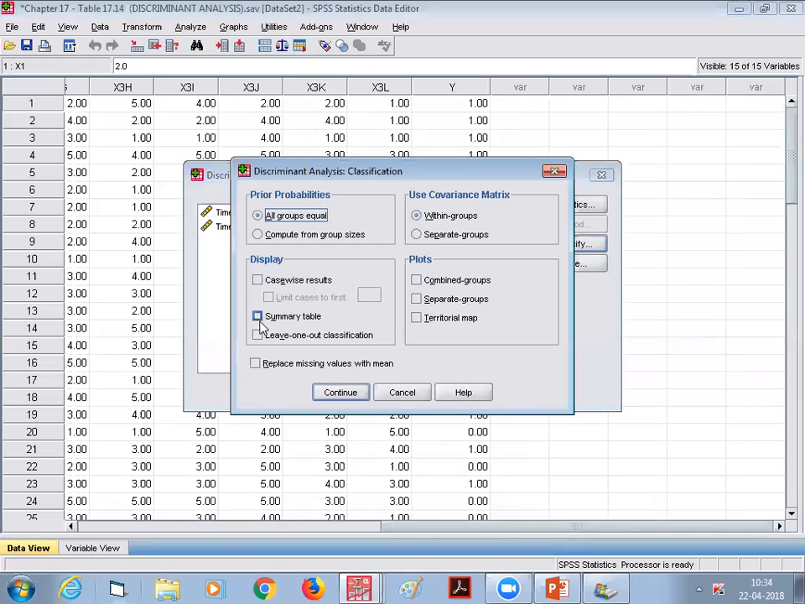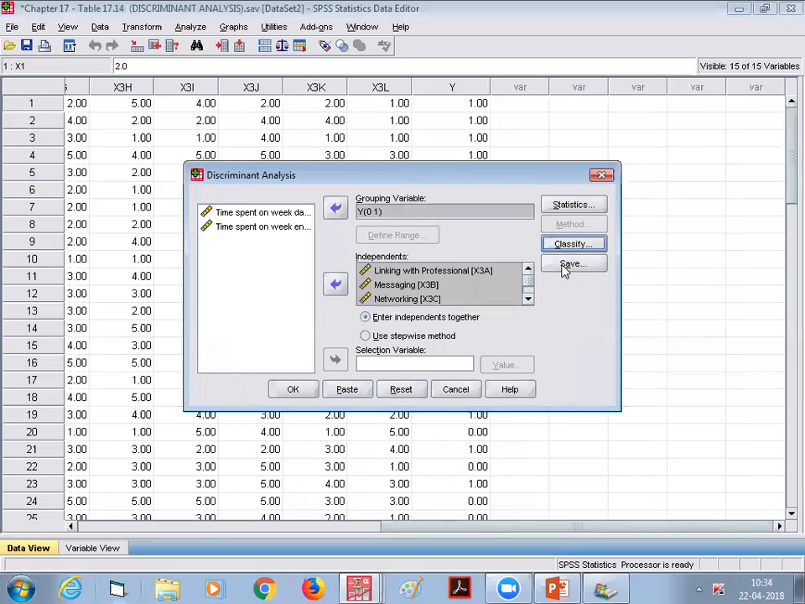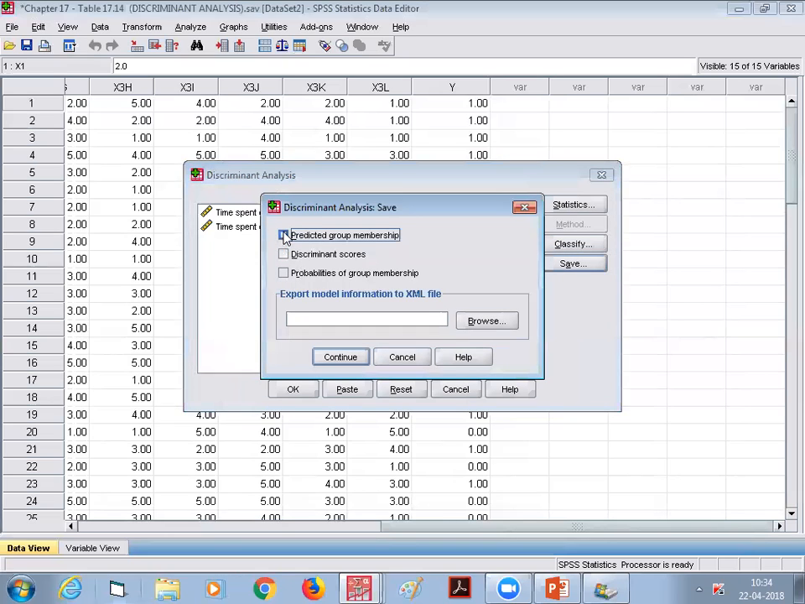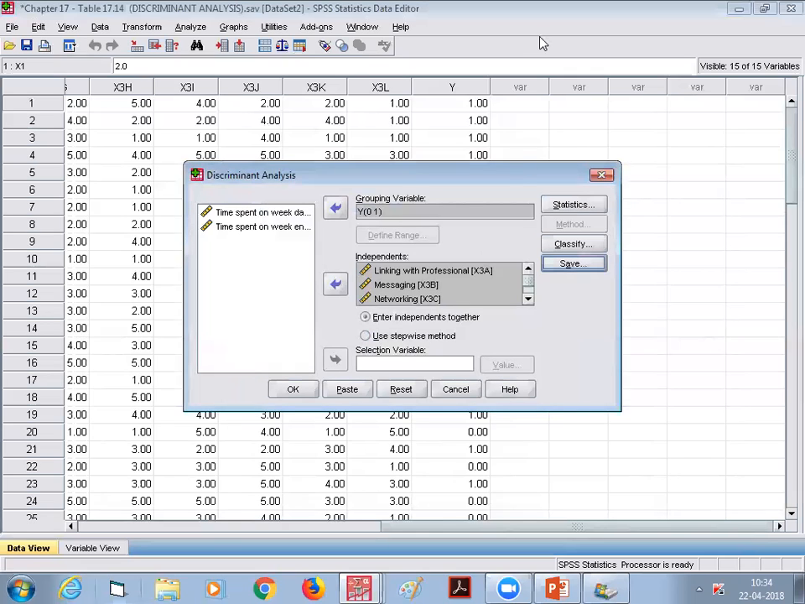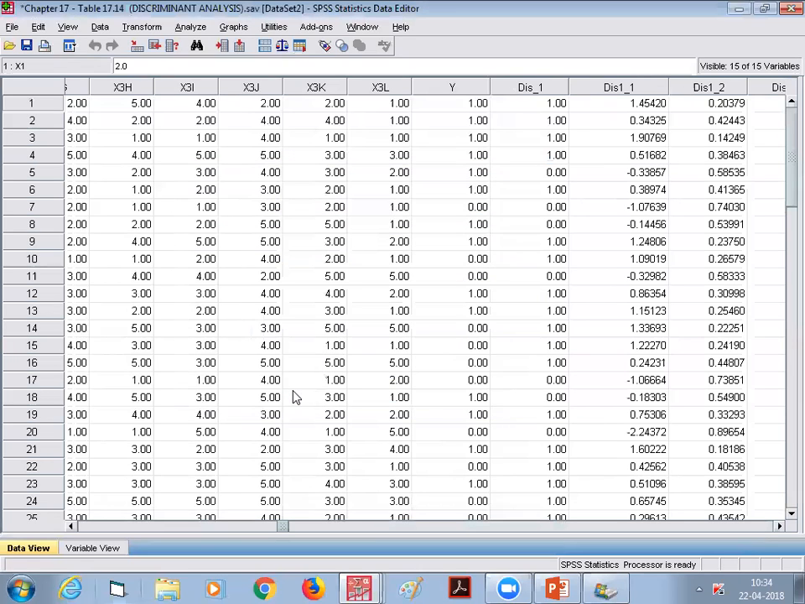So the summary table, if you want the layout summary table, then continue. Then Save: predicted group membership, discriminant scores, probabilities, all these things you can save. Okay. So now you can use them directly. These are the discriminant scores, whatever I explained. And this is the output.